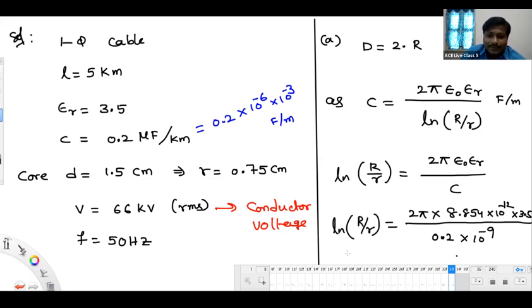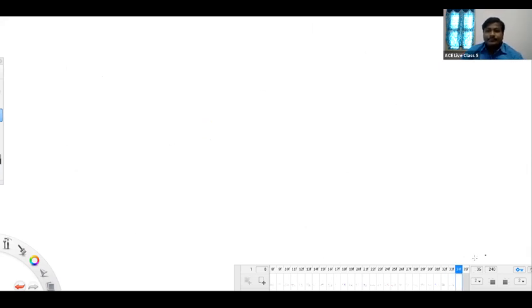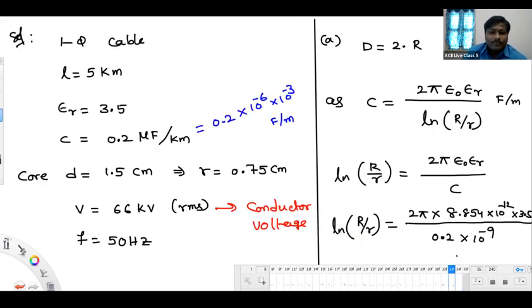Anybody please tell me this number? How much is this number? ln of capital R by small r. Calculate it and tell me quickly. It's not 1. 0.973. Okay, good.